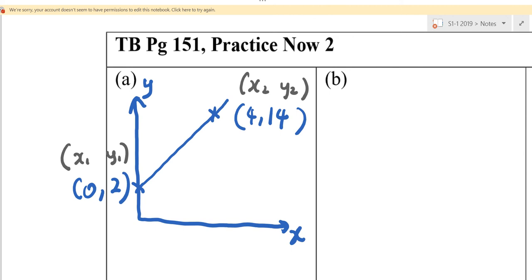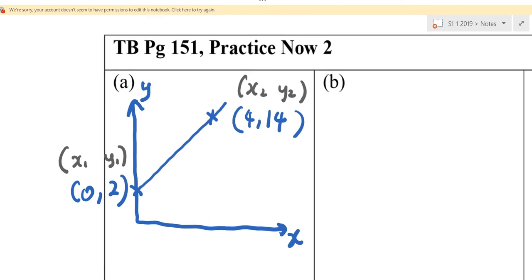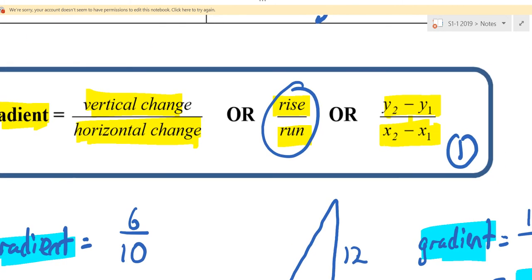Now question, can you switch? Answer is yes. Understand? So which one is x1, y1, which one is x2, y2? It doesn't matter. But why do we want to do this? Because you want to apply the gradient formula. Still remember yesterday we talked about the gradient formula. We talked about rise over run, right? But I say that this is not the preferred formula. The preferred formula is this one. So let's learn how to apply this.